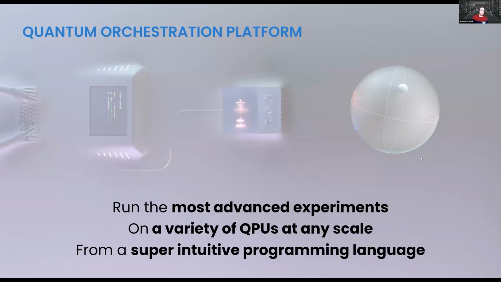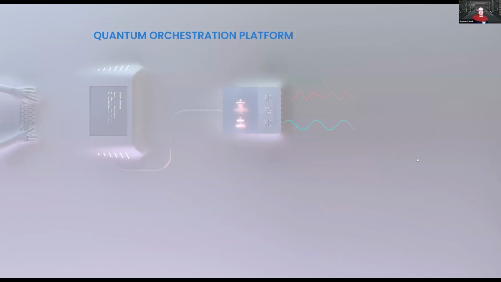FPGA-like performance, but with a programming interface that is Python-like, that is high level. So at the core, in the boxes that you saw, we have analog outputs and digital outputs and analog inputs. We have an RF and microwave front end that allows you to send and receive signals, basically.